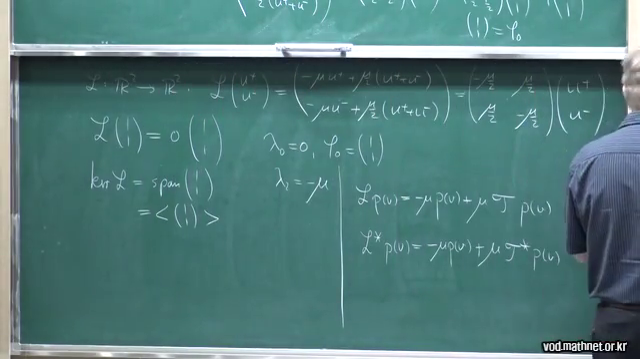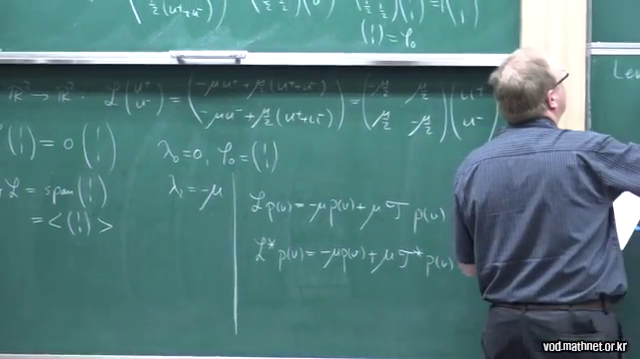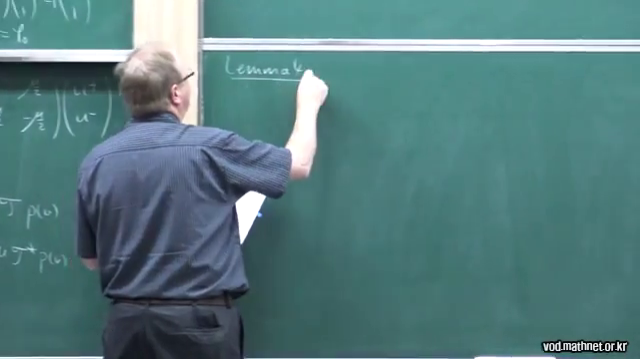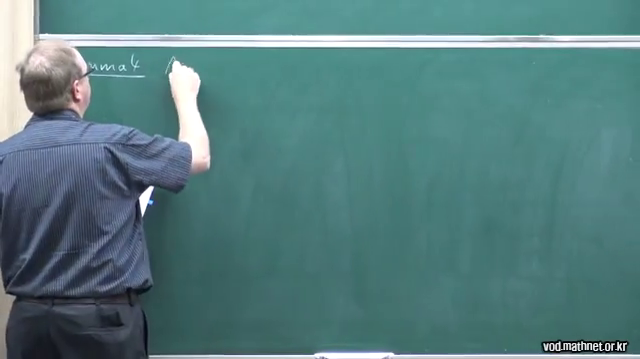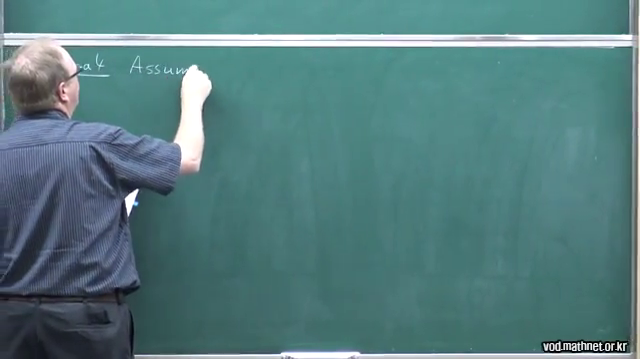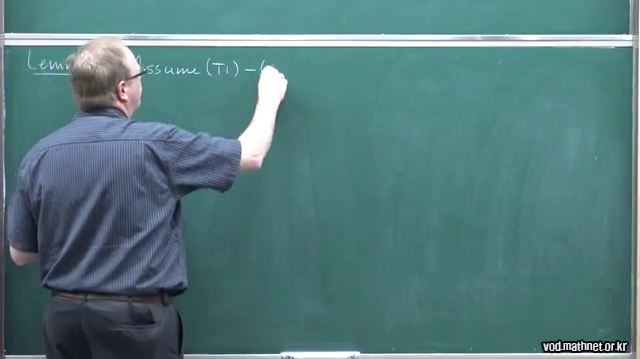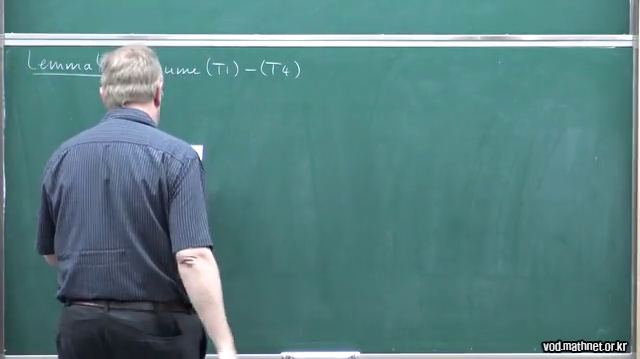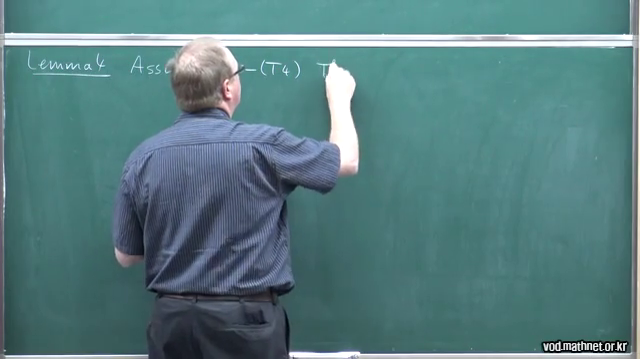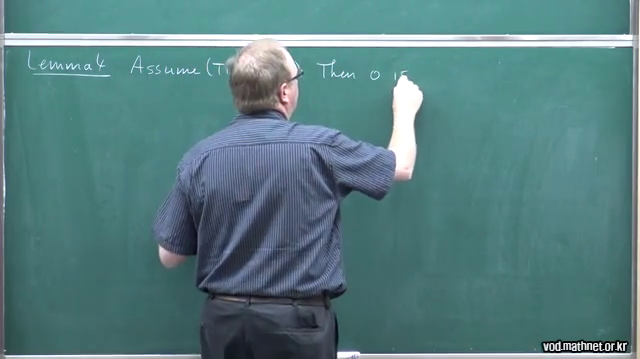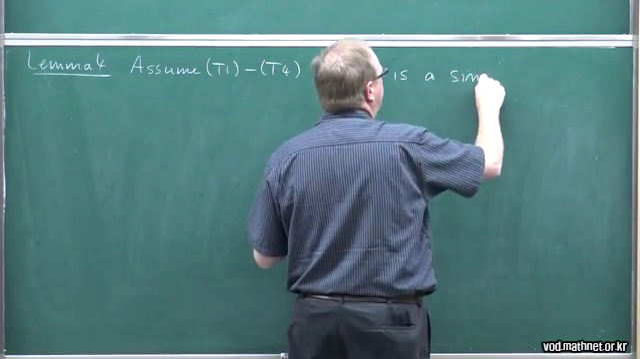So we get the following with Lemma 4. Assume T1 to T4, then 0 is a simple leading eigenvalue.